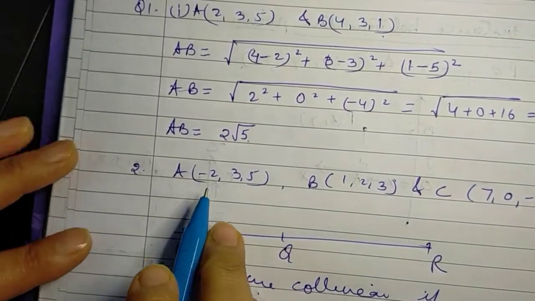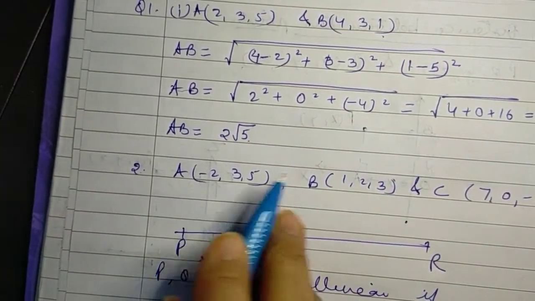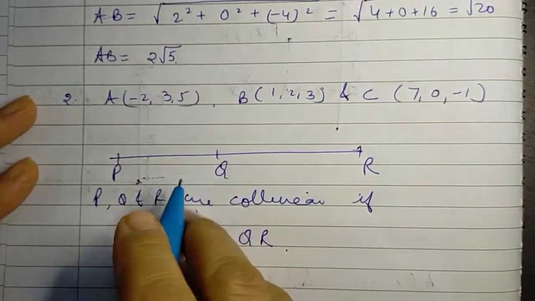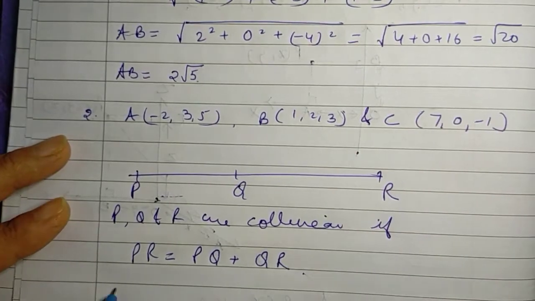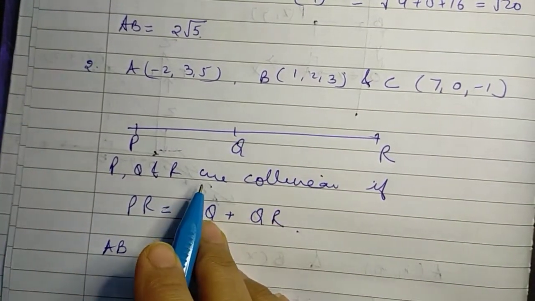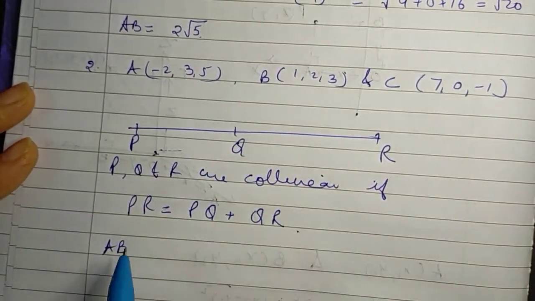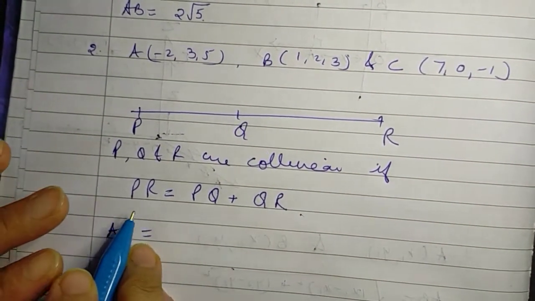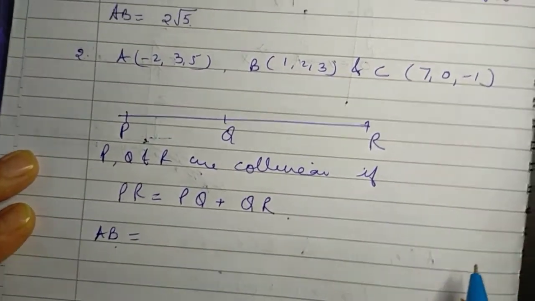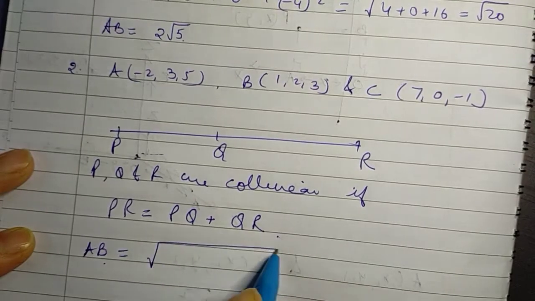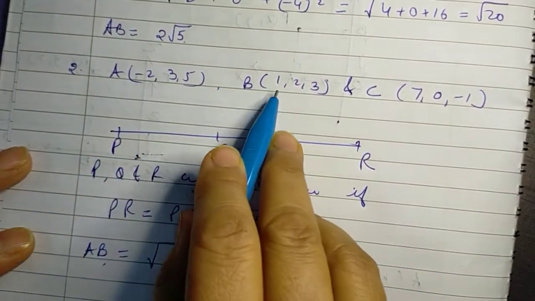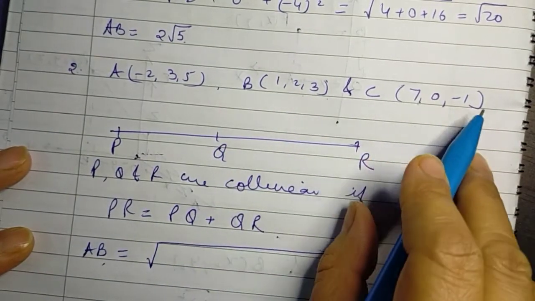Same way here, if we have to show that these 3 are collinear, the sum of any 2 distances should be equal to the third distance. So let's find the distances AB, BC and CA, and then we'll see if the sum of any 2 distances is equal to the third, we can easily conclude that they are collinear. So let's see, AB will be square root of, now suppose this is x1, y1, z1, x2, y2, z2 and x3, y3, z3.